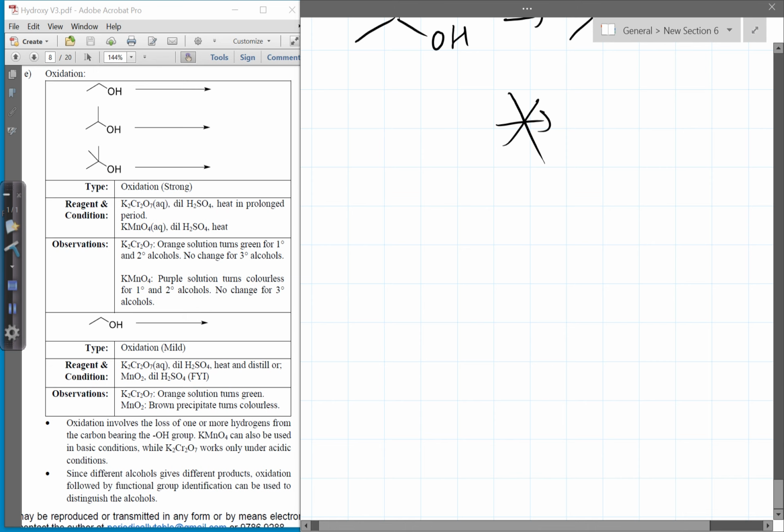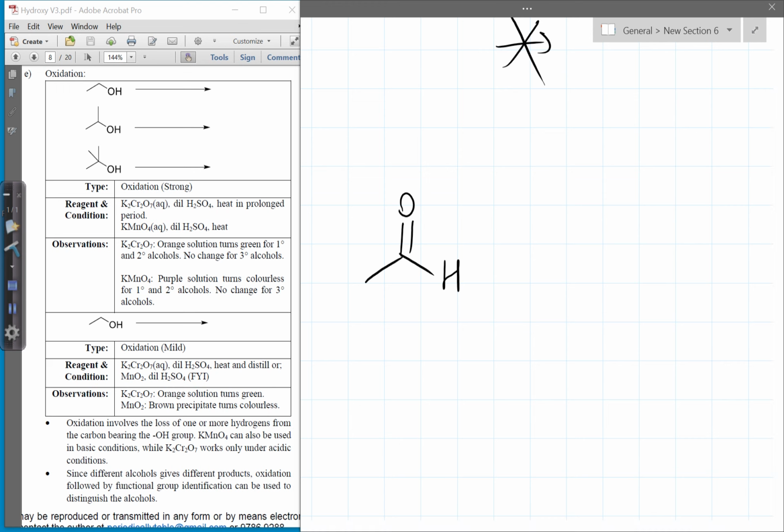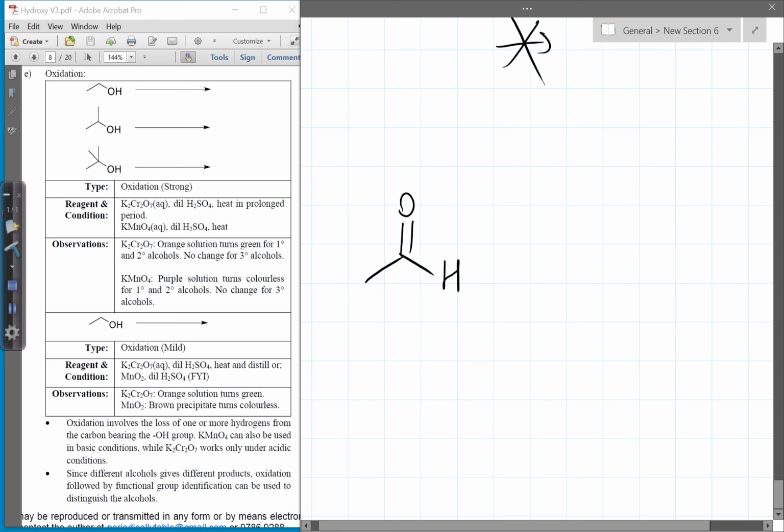And that's for the second reaction, which is your mild oxidation. For mild oxidation, one thing to take note is that in order to get the aldehyde, you have to distill it halfway, right? So you have to use K2Cr2O7, dichromate, dilute H2SO4, heat and distill, right? Or you can use MnO2, dilute H2SO4, but this one is just for information, right? So please just use the first one. The second one is in case they give you this reagent, so you won't be stunned. You'll see some observations: orange solution turning green. The second one is brown precipitate turning colorless, right?